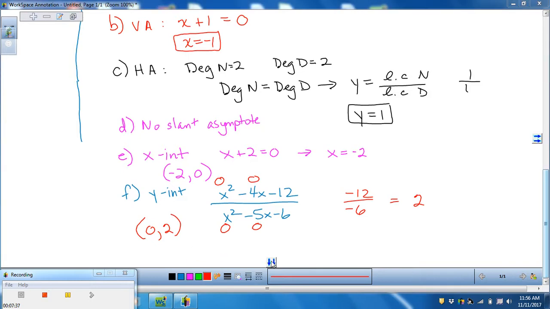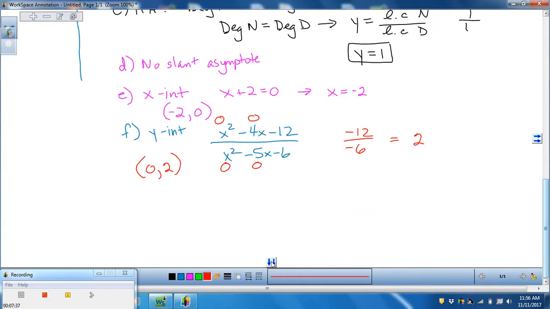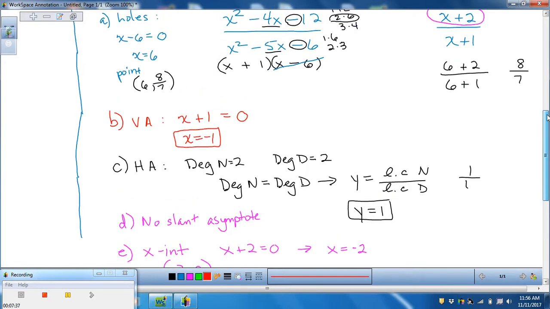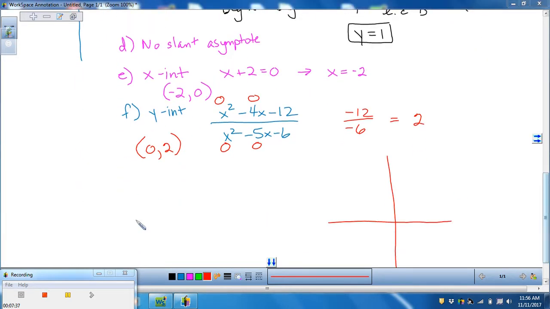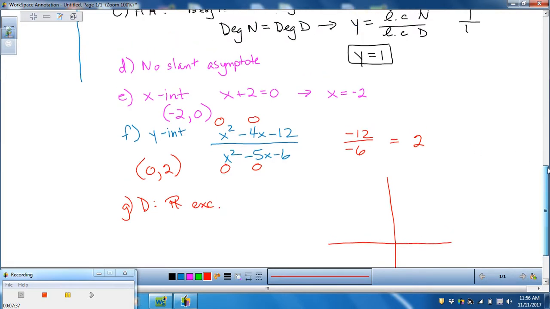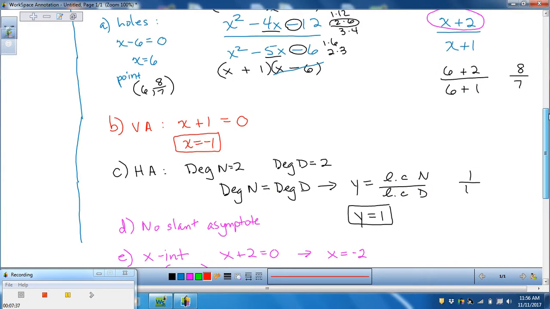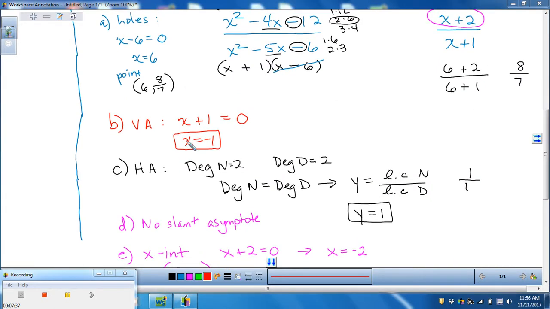And now let's go ahead and start putting some of this stuff onto a graph. So looking at our information, we said on part A, one other thing that we haven't done, sorry. Our domain is going to be all real numbers, except where we have a hole and a vertical asymptote. So it's going to be all real numbers except x equals 6 and x equals negative 1.